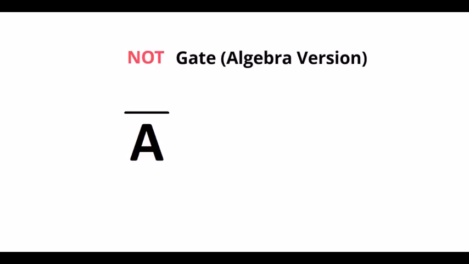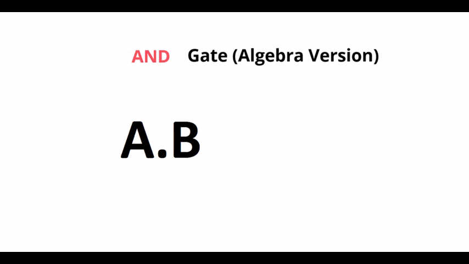The NOT gate in Boolean Algebra is represented by the input letter with a line over the top. The NOT gate inverts or flips the inputs to the opposite. So a 0 becomes a 1 and a 1 becomes a 0.